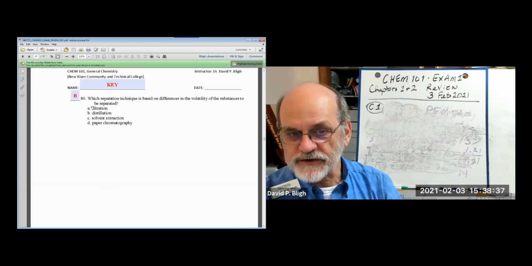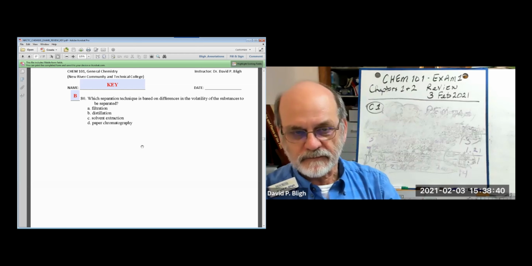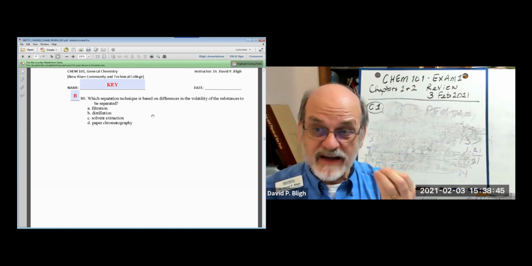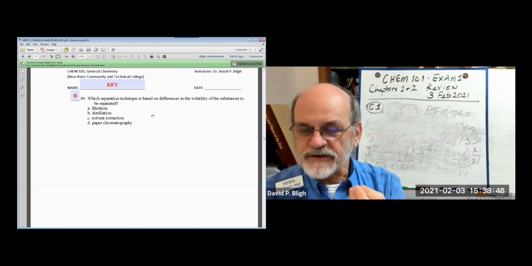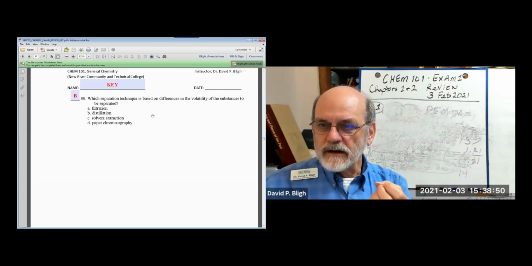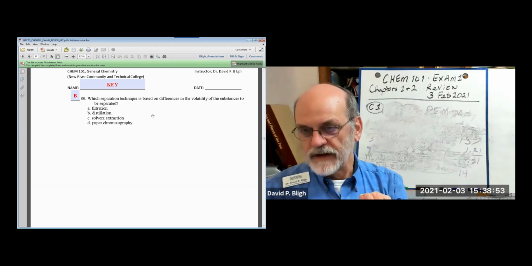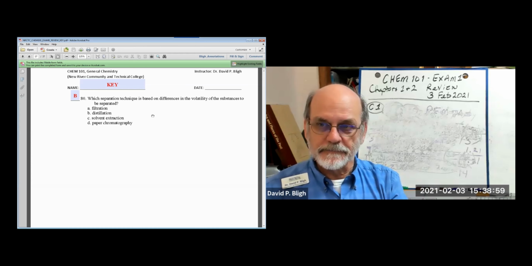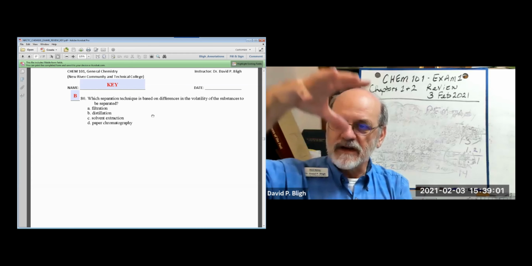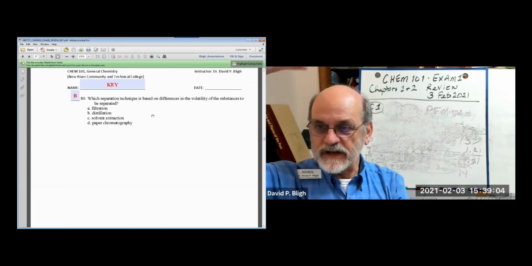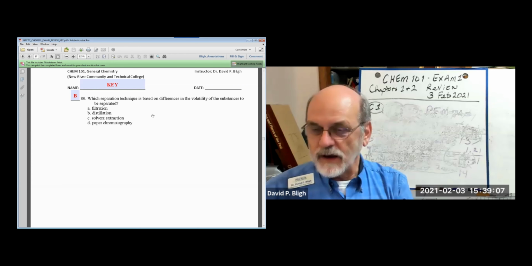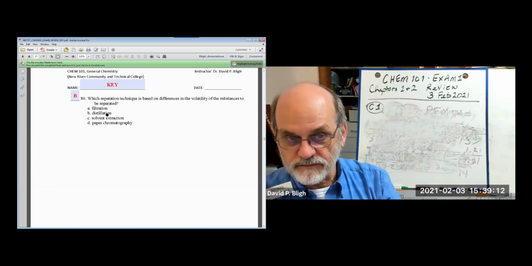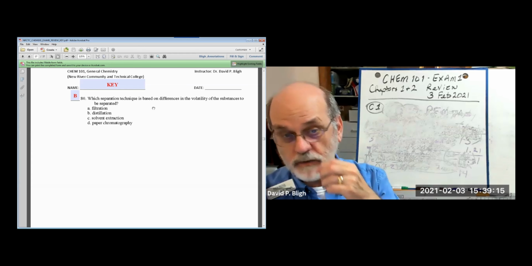So that would be particle size, would say filtration. What about distillation? What's the difference that we're keying on there? The difference there is one is more volatile than the other. So if you add a little heat to it, one of them is going to evaporate faster than the other. And when it does, it becomes a gas. Then we can condense it by cooling it, and we get separation. So difference in volatility means distillation is a good tool. So that's the answer to this one.